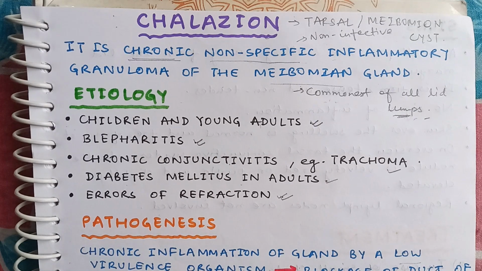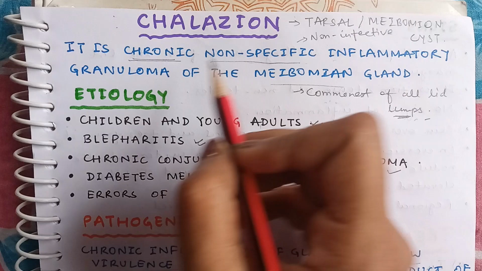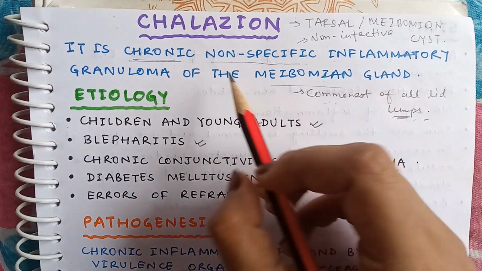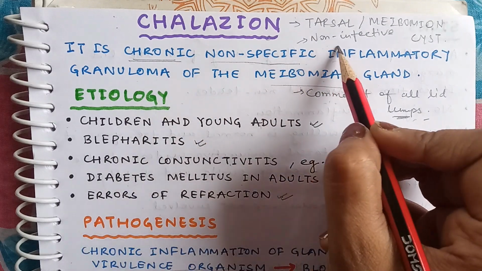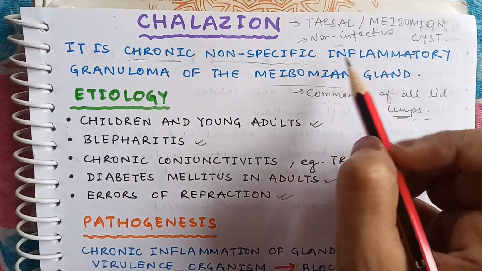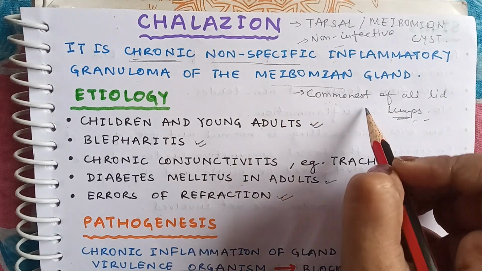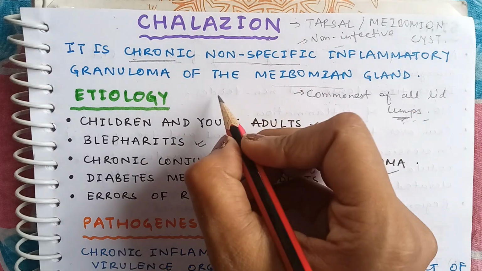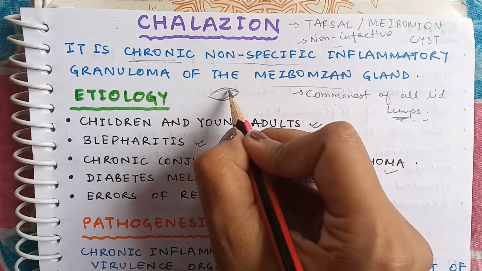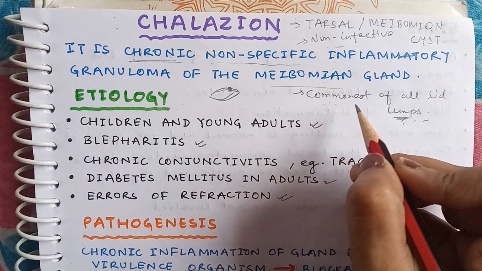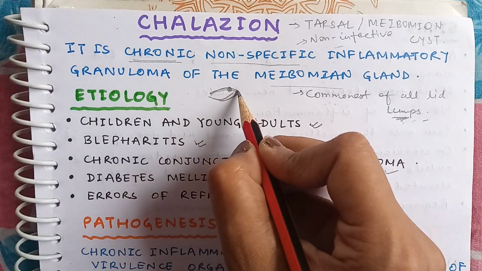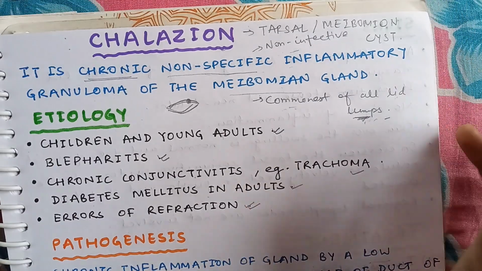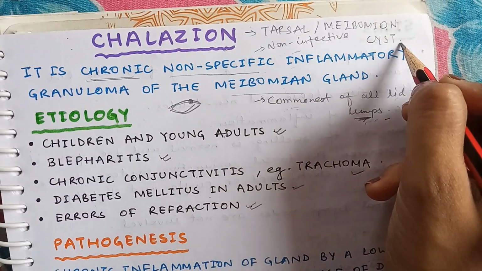What is chalazion? Chalazion is a chronic non-specific inflammatory granuloma of the meibomian gland. It is a chronic non-specific, non-infective inflammation of the meibomian gland, and it is the commonest of all lid lumps. That means in chalazion, a lump forms in our eyelid, and among all lid lumps it is the commonest. Chalazion is also known as tarsal or meibomian cyst.